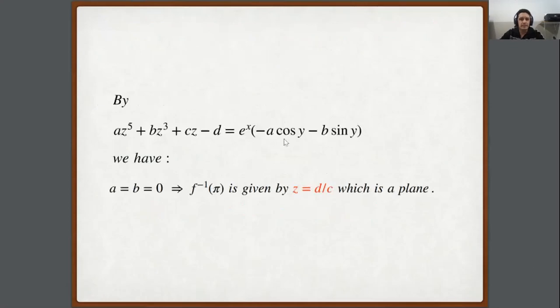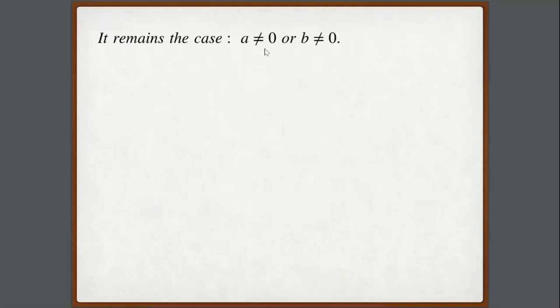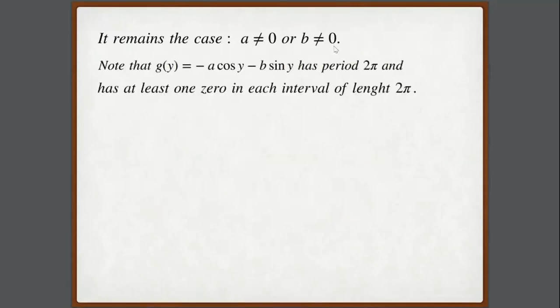And we start to think about this equality in the case that a and b are zero. Okay, so we don't have this part, and on the right, we have zero. So we can see that the preimage of the plane is in fact a plane, whenever a and b are zero. So let's think about the other case where a or b is distinct from zero. Okay.